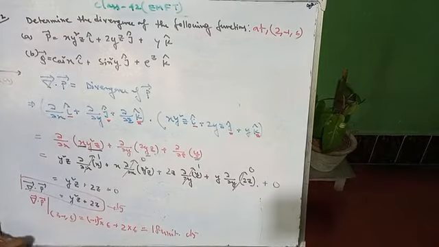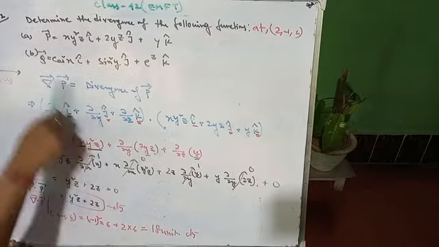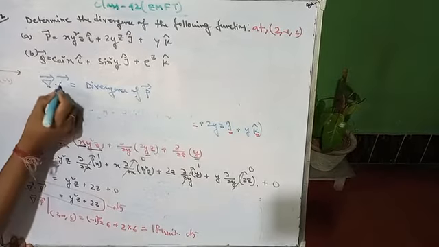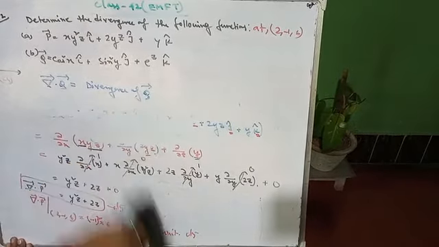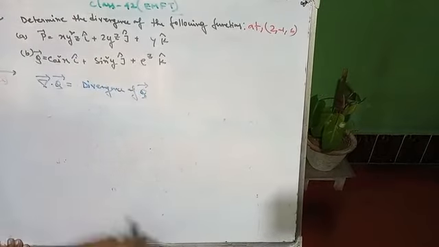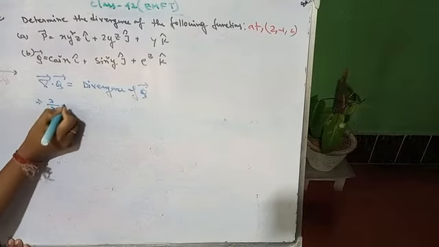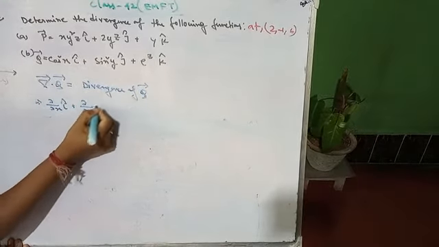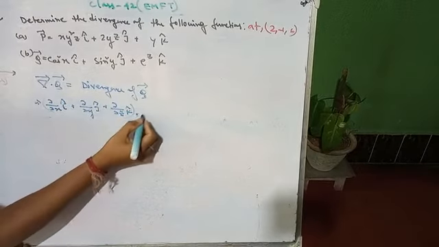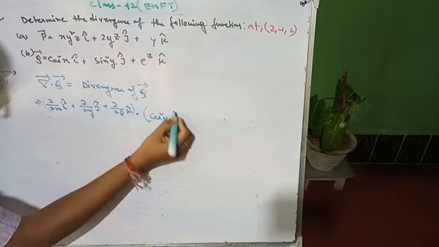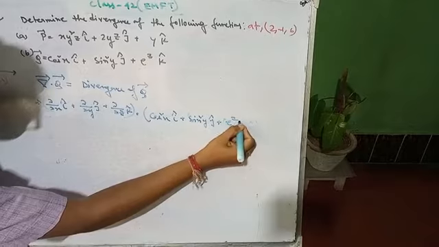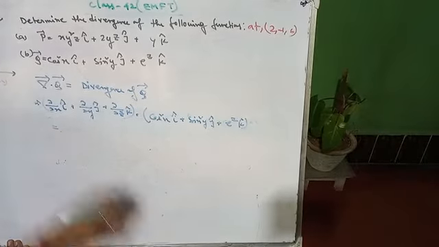Okay, so now I will move into B. What will be B? So B means this one. You have to perform the same operation, just writing this Q instead of P. So del x i cap plus del y j cap plus del z k cap, dot product with cos square x i cap plus sin square y j cap plus e to the power z k cap. Again you have to perform the same operation.